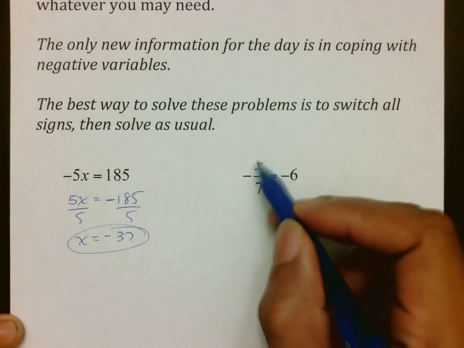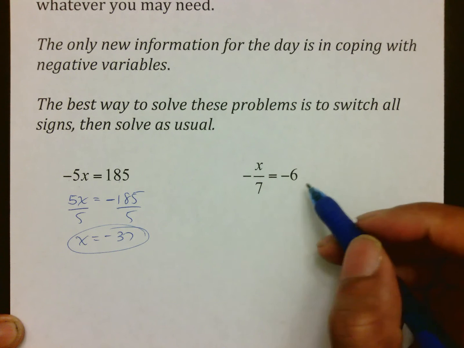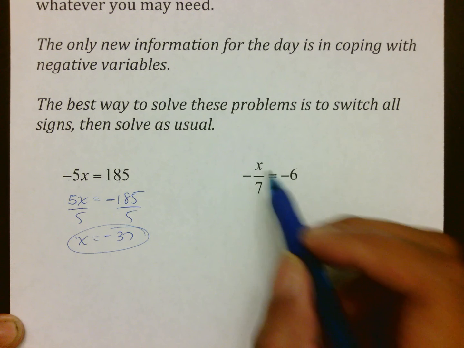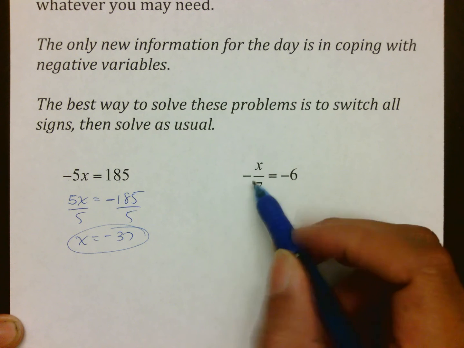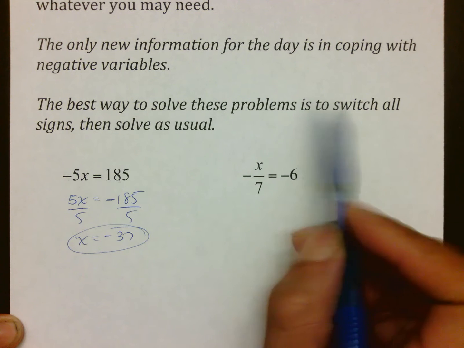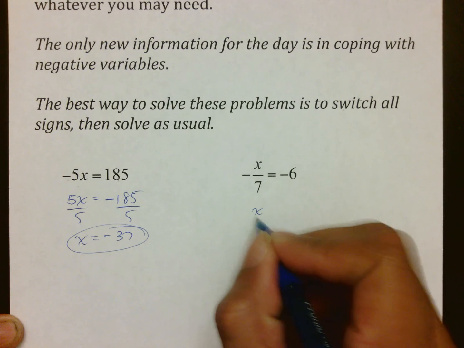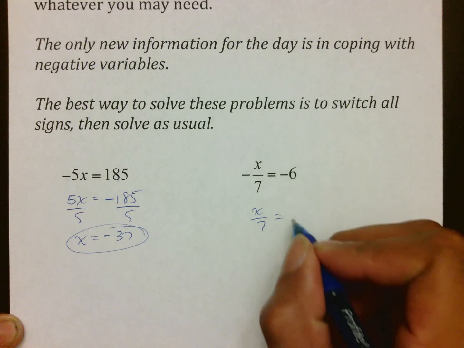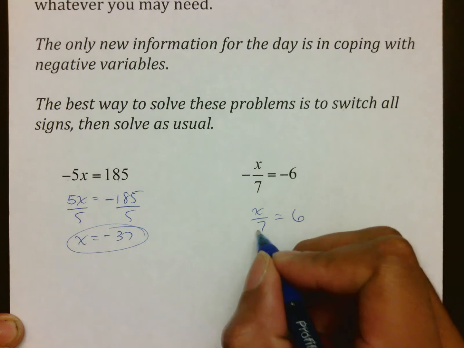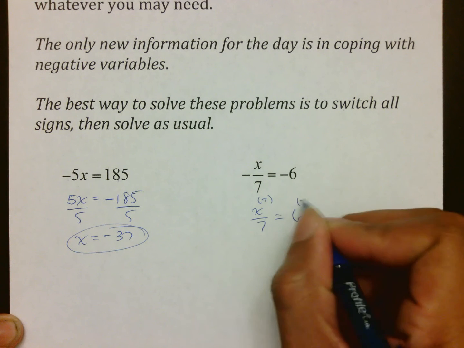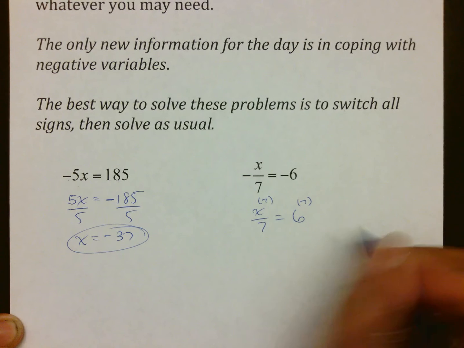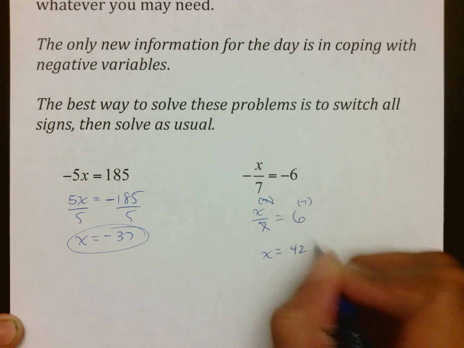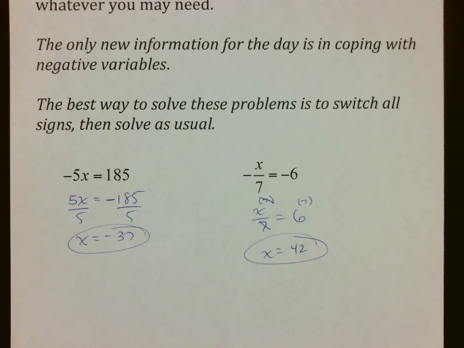If you saw negative x over 7 equals negative 6, again, you could multiply by negative 7, but that's kind of hard to remember. What I would do is say there is a negative attached to the fraction, so what I'm going to do is switch all the signs, which means this turns into a positive x over 7, which makes this, therefore, a positive 6. And then to get rid of that 7, again, on paper, we write it this way. We're going to multiply by 7, get rid of those 7s, x comes down, equaling 42.